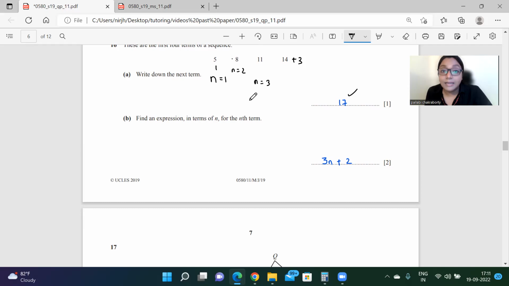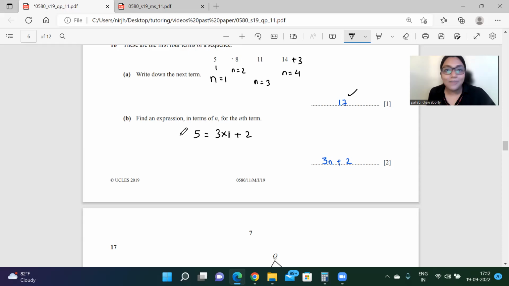N is equal to 3. N is the number of terms. So n is equal to 3, I mean it is the third term. And this is n is equal to 4. We have to arrive at a general formula. How do we do that? So what is the value of the first term? When n is 1, it is 5. That is, when you are multiplying the first term, this 1 stands for n is equal to 1, with 3, and you add a 2, you get a 5, right?